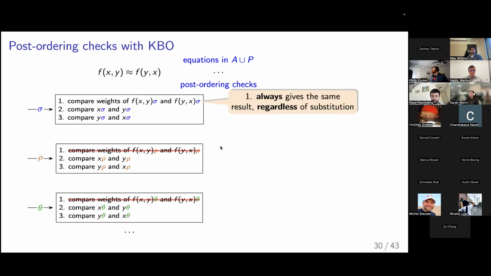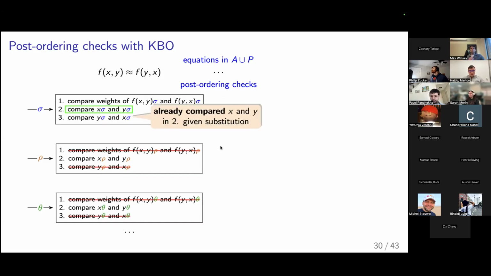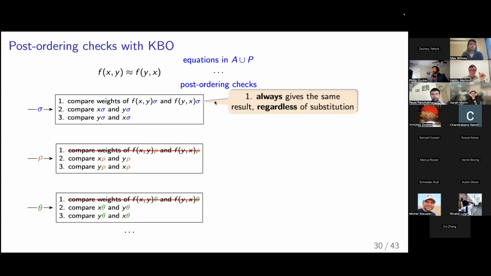This means that in all subsequent post-ordering checks, after we have realized this, we can just cancel this operation because we know the result. And if we go forward... Martin, I have a question real quick. Yeah. Could you maybe repeat what you just said? How do you know that these are always going to give the same result? Is this something particular to the way that you're combining weights?